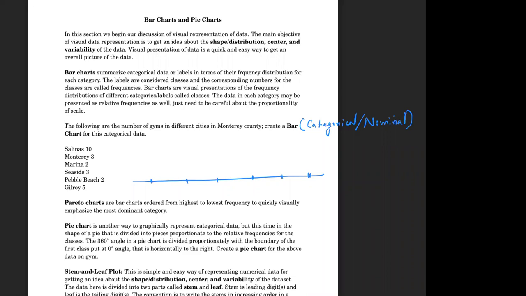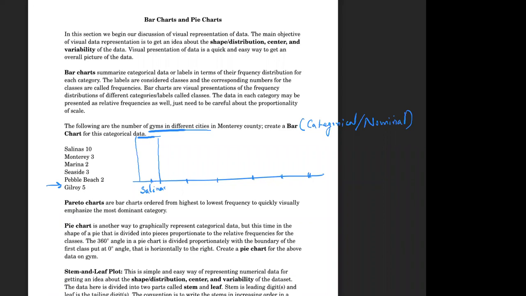So there are a number of different gyms, cities in Monterey County. Gilroy is not in Monterey County though. It is in Santa Cruz County, Santa Clara County. But anyway, that's not much important for us. So here they have 10 gyms. So that represents the height of 10 gyms. So that's your Salinas.